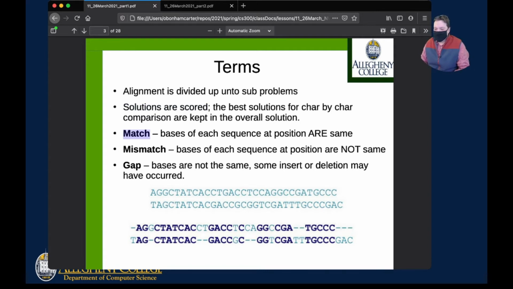Next, we have what's called a match, and that's if the 2 bases that you're looking at are actually equivalent, if they're the same base. And obviously, the opposite of that is a mismatch, where the base on one sequence does not equal the base on the other sequence.